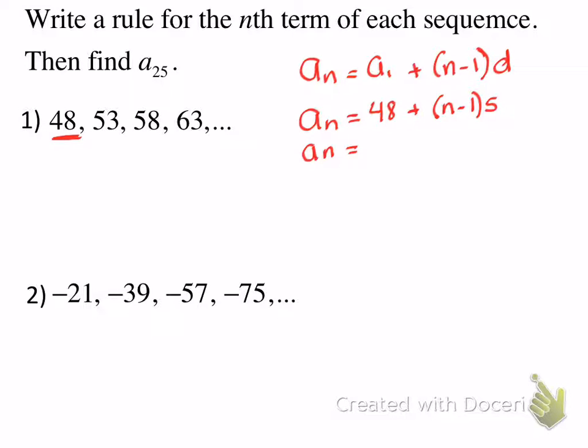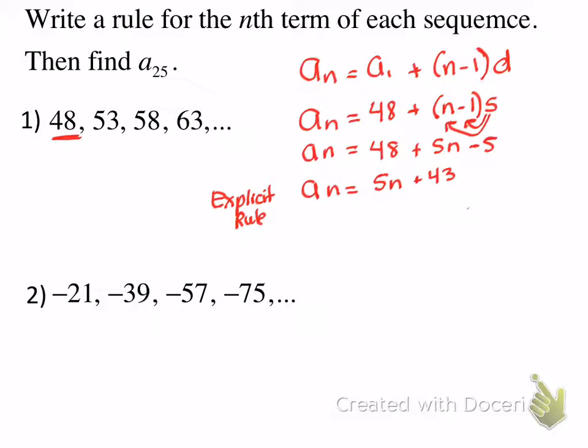So when I'm here, I can distribute. And I get 48 plus 5n minus 5. And now we combine our like terms, and what do I get? Plus 43. Now, this is the explicit. If they ask you for the rule, it's the explicit rule. If they want the explicit rule, you're going to give the formula like this.